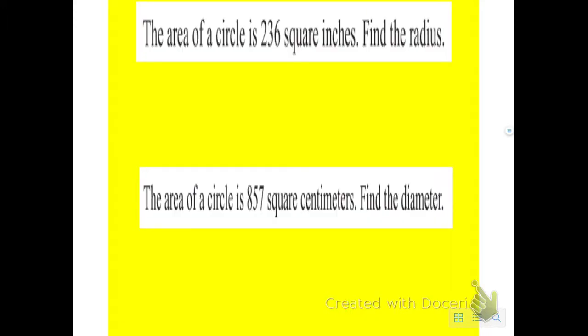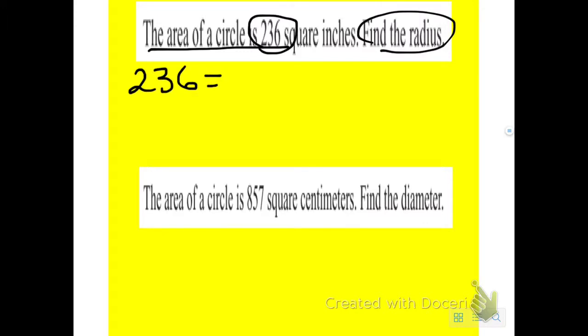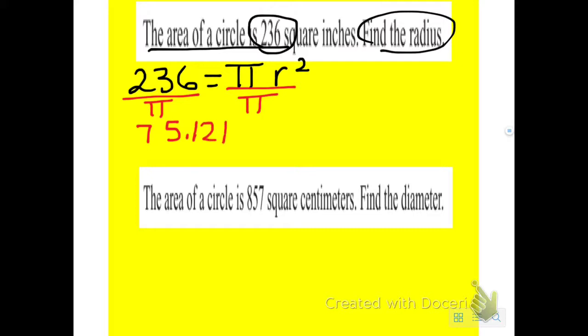Here, I know that the area of the circle is 236 square inches, and I want to find the radius. So I'm going to use my area formula, but this time I'm going to substitute my value in for area since I know that the area is 236. I want to find the radius, so I'm going to say pi times r squared. What I have to do is isolate the r. In order to isolate the r, the first thing I'm going to do is divide both sides by pi. So I get my calculator and I put 236 in the numerator and shift pi in my denominator, and it tells me that that's 75.121, and that equals r squared because here the pi's cancel.